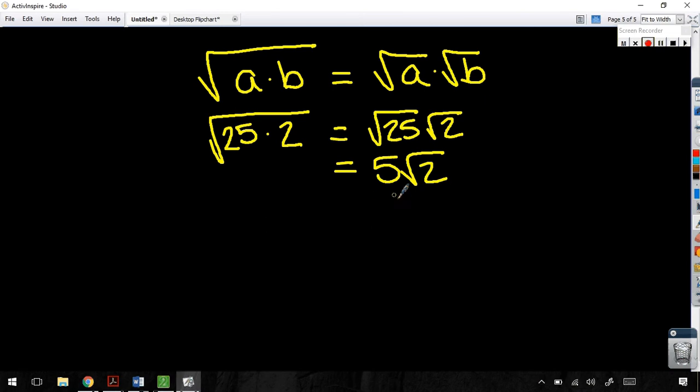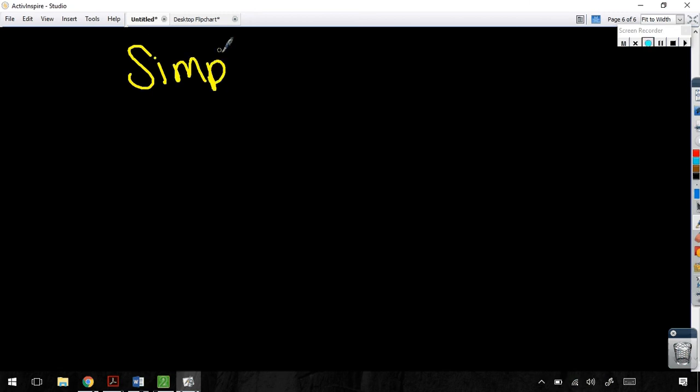The process in going through, yes. So we're going to use this technique to simplify radicals. It's one technique. Simplifying the radicals.